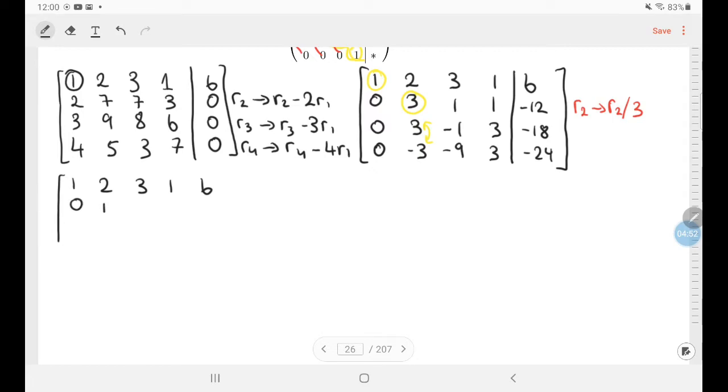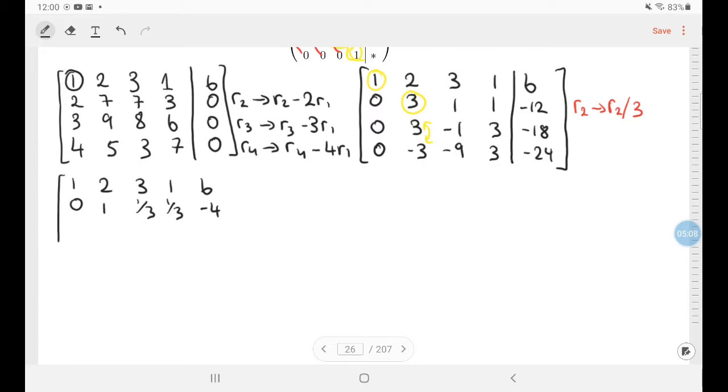3 divided by 3 is 1. 1 divided by 3 is 1/3. And 1 divided by 3 is 1/3, and minus 12 divided by 3 is minus 4. Okay, now we're going to try and kill those, the 3 and the minus 3.